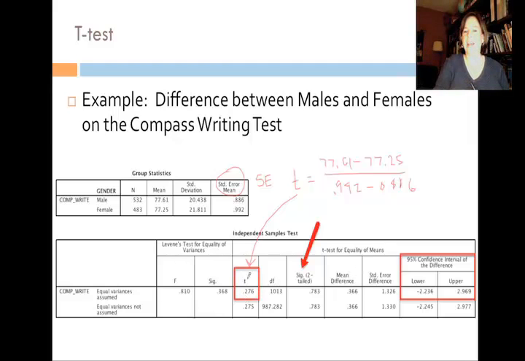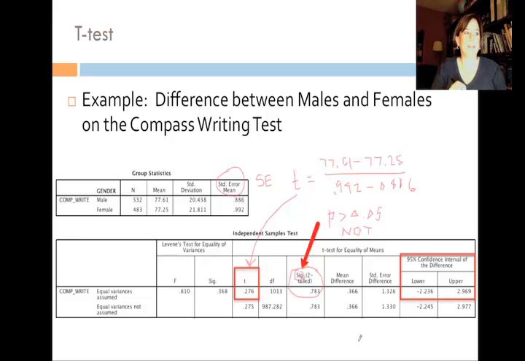What we can see is that this value of t does not turn into a statistically significant result. This is the significance, SIG, and it's a p-value, 0.783. That p-value is much greater than 0.05, and so it's not statistically significant. So what you would say then is that the mean differences between males and females on the compass placement writing test is not statistically significant.